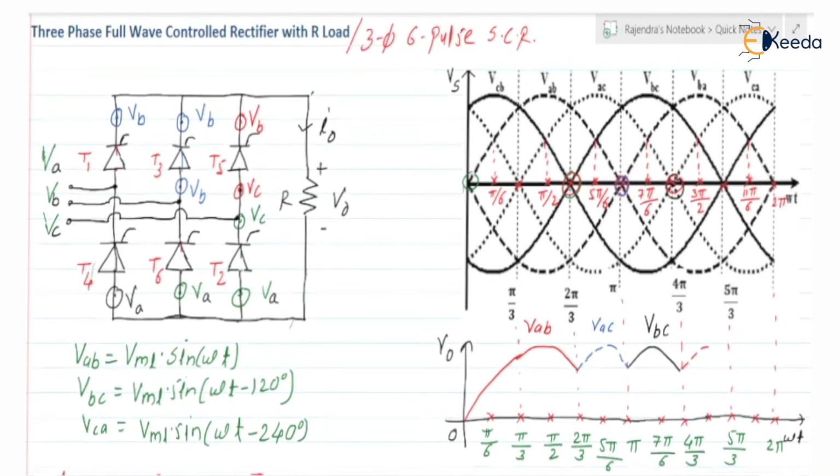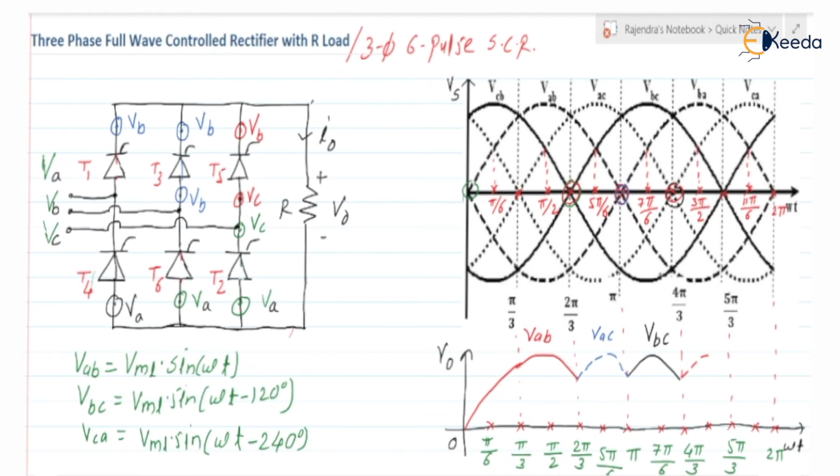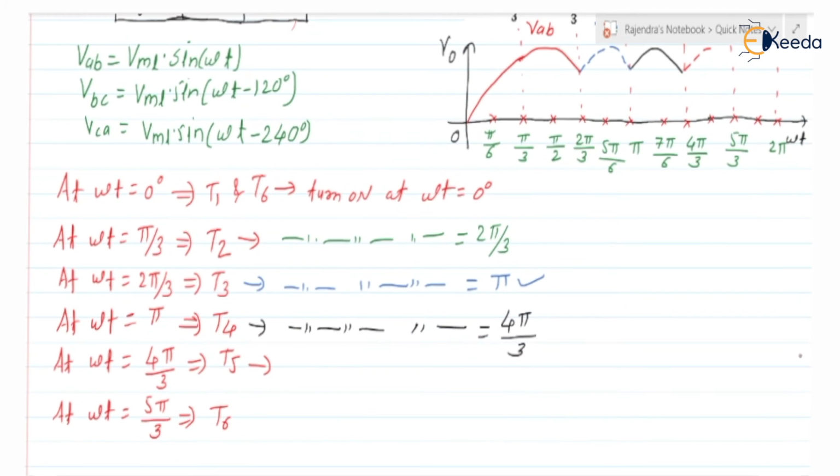So if you check at 4 pi by 3, what is the status of VCB? VCB means this pulse. At 4 pi by 3 it is negative, and after 5 pi by 3 VCB is positive. So our thyristor T5 will turn on at 5 pi by 3. Is this clear?